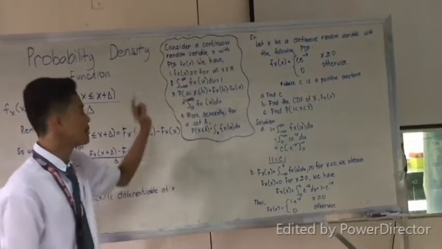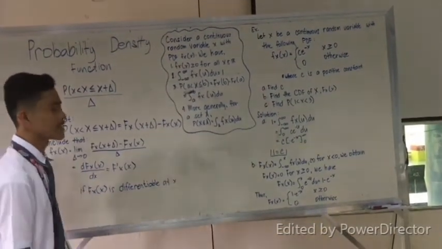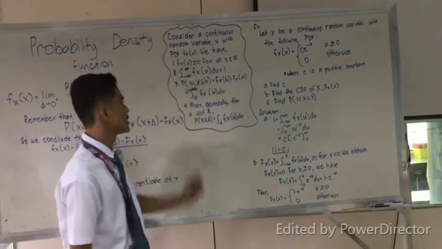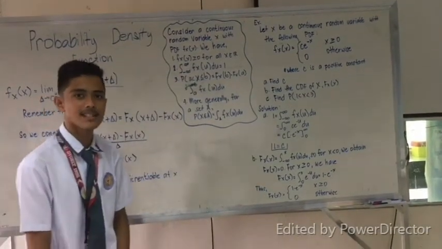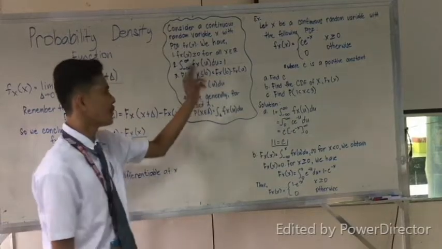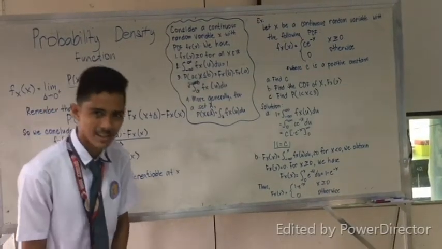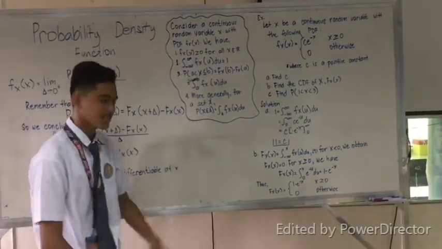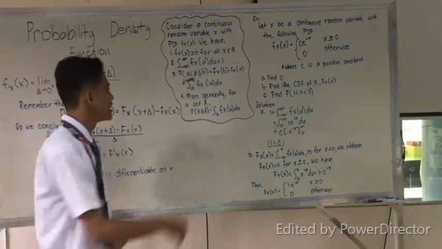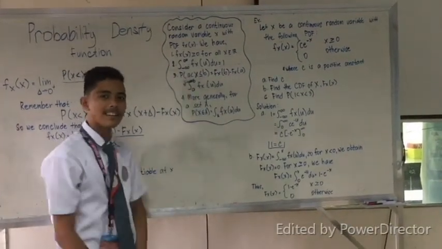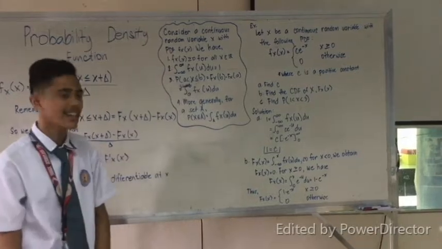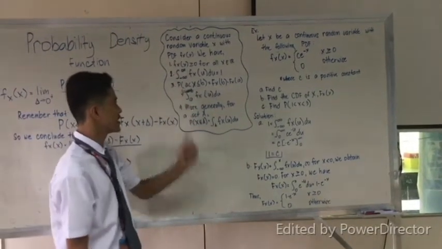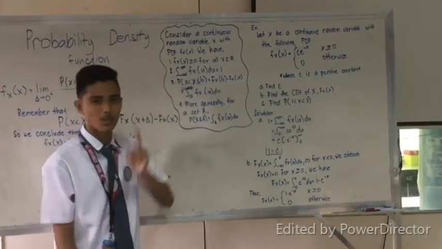Number one, f(x) is greater than or equal to 0 for all x, or for all x elements of the real numbers. Number two, the integral from negative infinity to positive infinity of f(x) du is equal to 1.